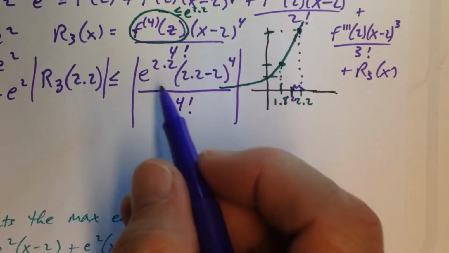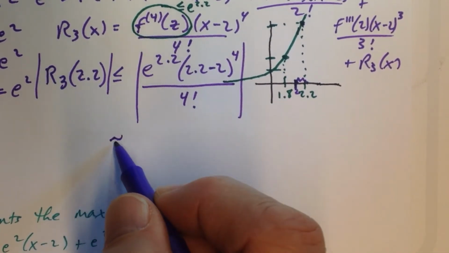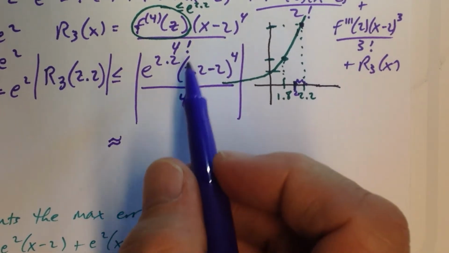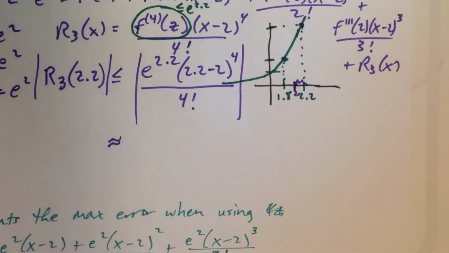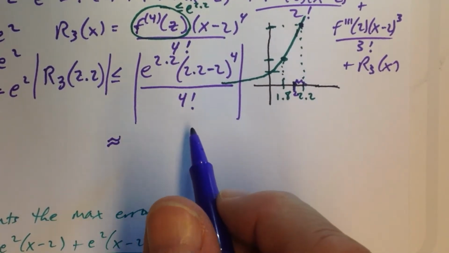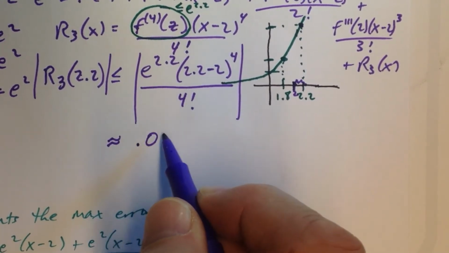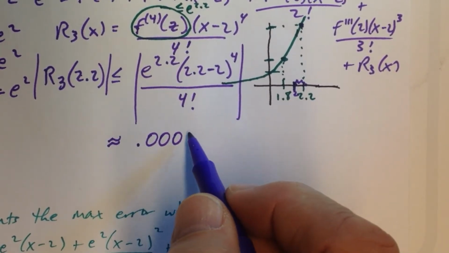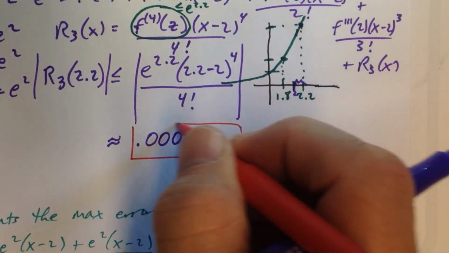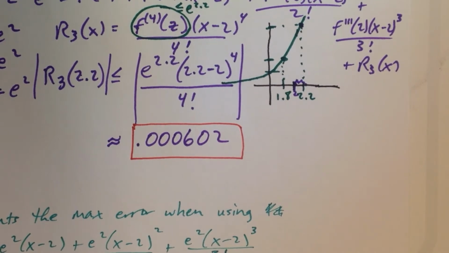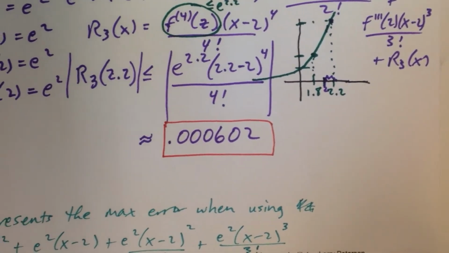I don't see any variables in here, and that's great because we don't have any. We can put all this into our calculator. If you want to pause and try this on your own, you should end up getting 0.000602. That would be a wonderful number to get as our upper bound for our error when we use the third degree polynomial to approximate e to the x on that interval.